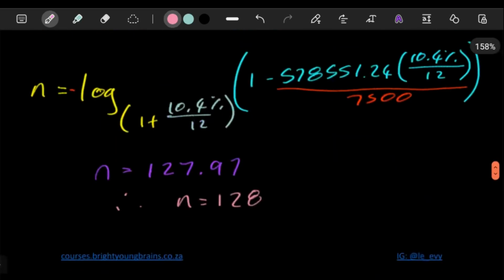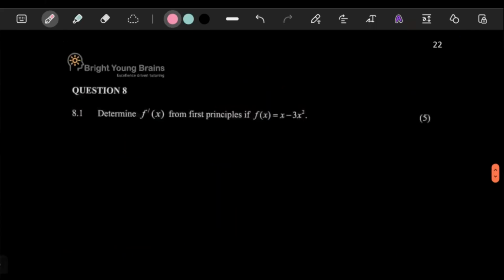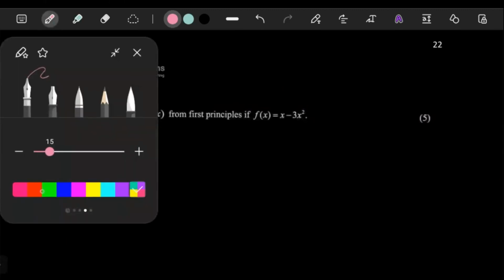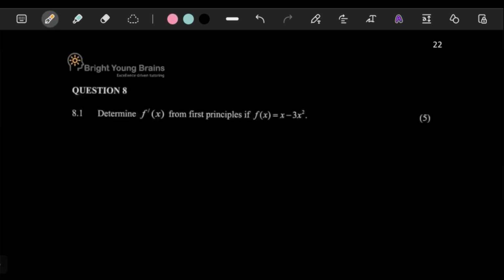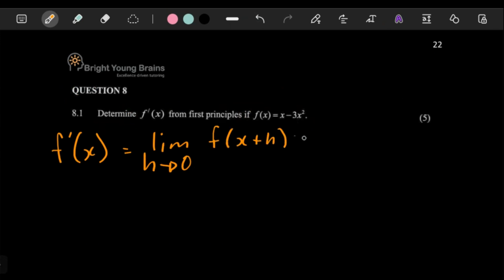We're moving on to question number 8. It is a normal generic first principles question, so nothing crazy there. We just have to think of our first principles formula. This is what it looks like: the limit as h goes to 0 of f of x plus h minus f of x, the whole thing over h.